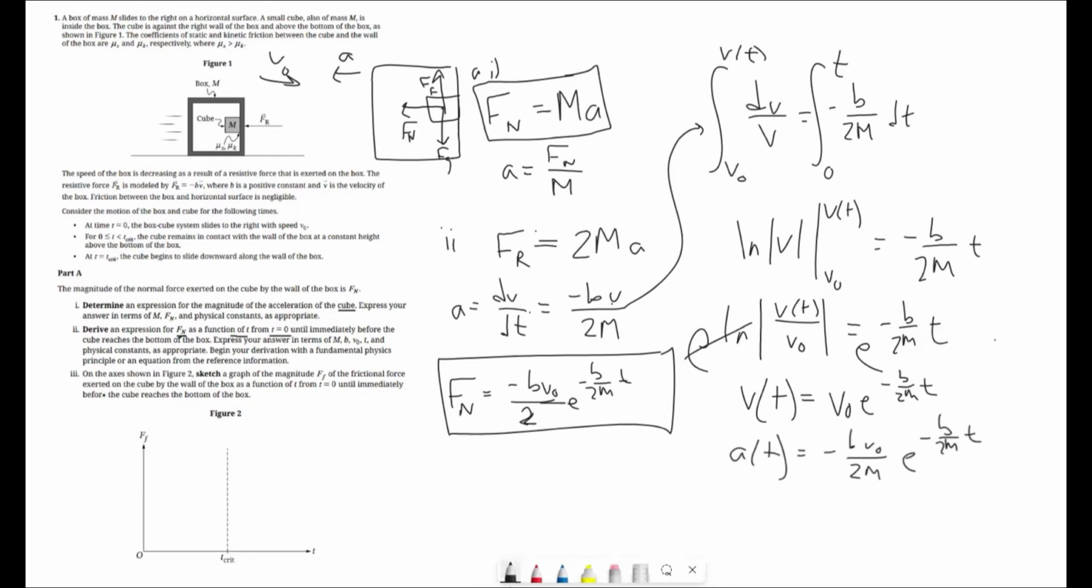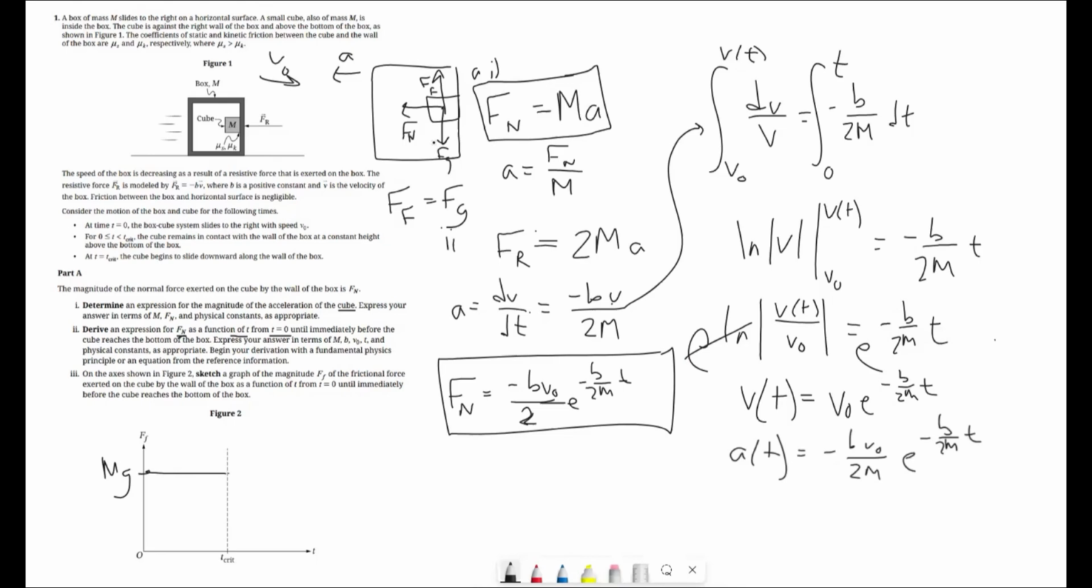But we're going to look also at part 3 of this. Part 3 was a little easier. It said, on the axes shown in figure 2, sketch a graph of the magnitude of the frictional force. Now we can remember the frictional force for the cube was pointing straight up, opposing the force of gravity. So from time equals 0 to time critical, that cube isn't moving. What does that mean? Well, that means the force of friction is perfectly matching the force of gravity. That means mg is the frictional force all the way up to that point.